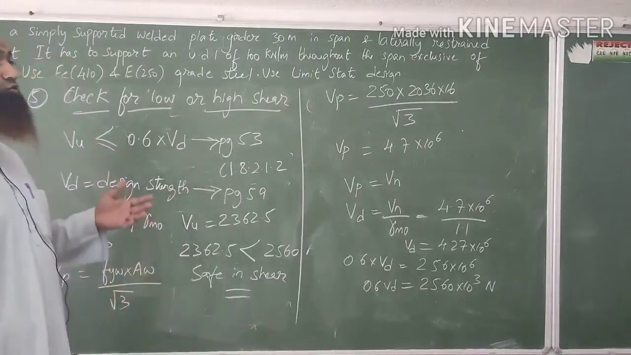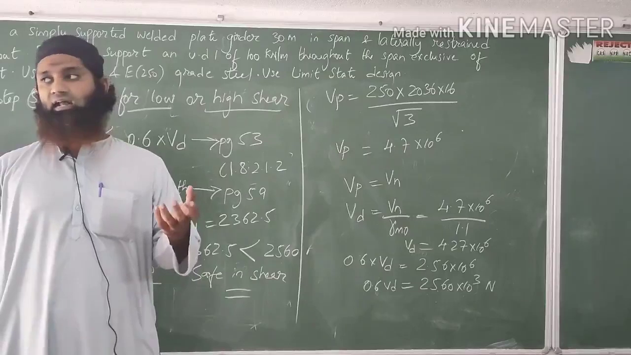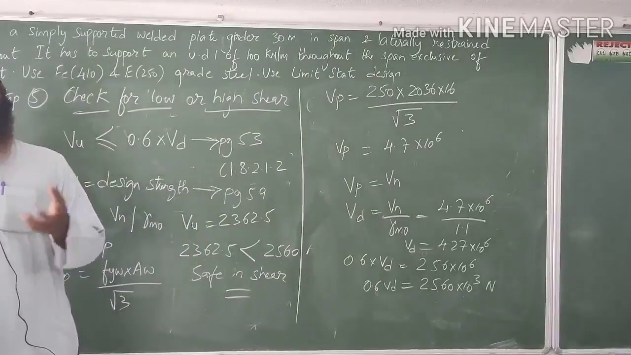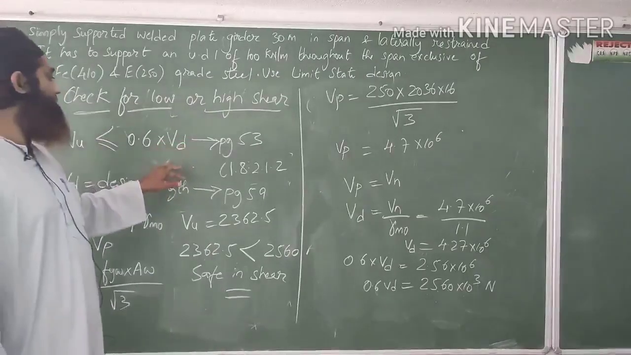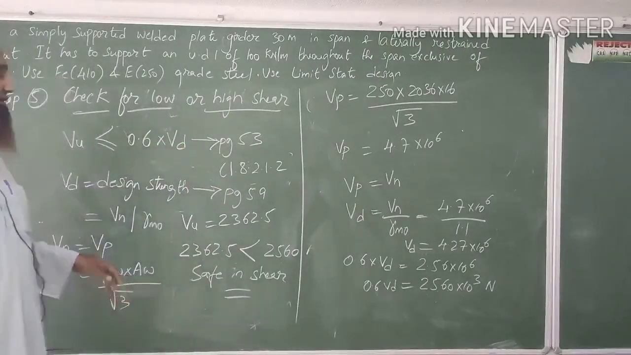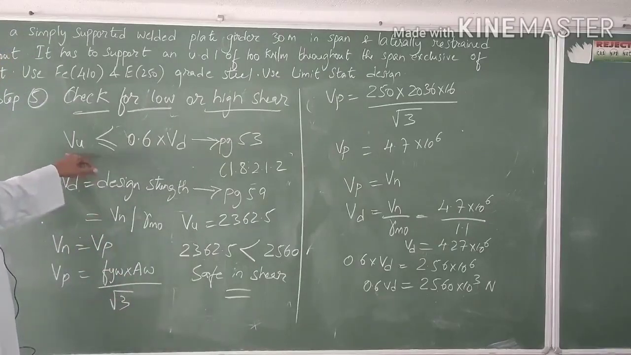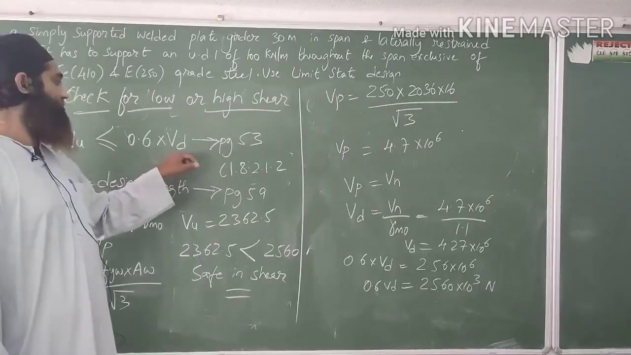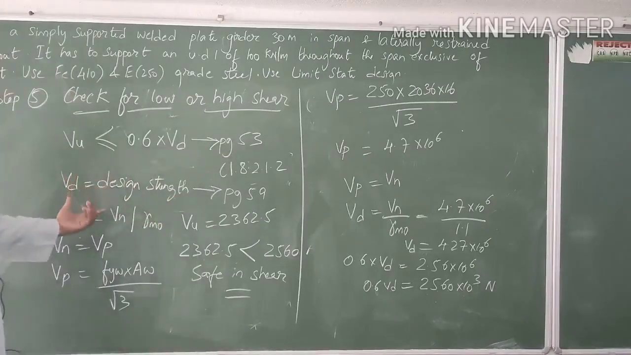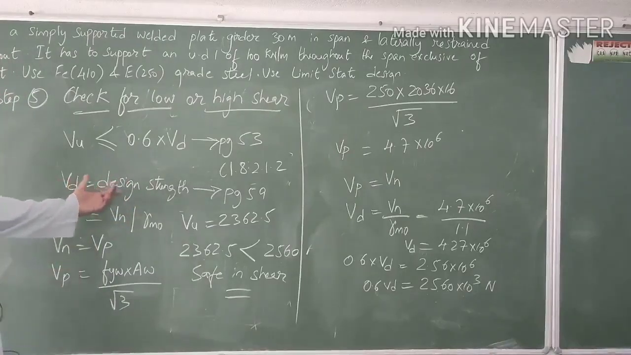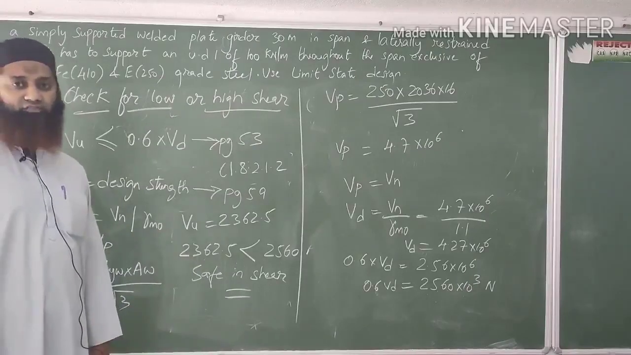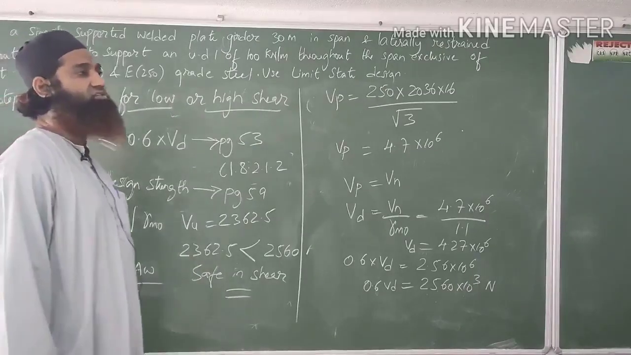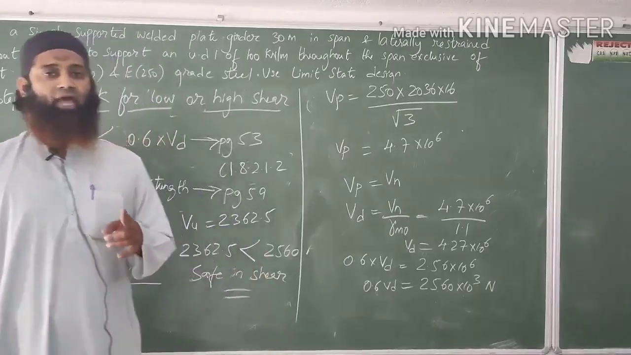After that step we had to see whether our web and our flange can resist shear and flexure. For that we did the first check, that is the check for low or high shear. In page 53 a clause has been given where Vu, the maximum shear force, should be less than or equal to 0.6 times Vd. In page 53 and further in page 59, Vd has been given as the design strength, and that is given by Vd equal to Vn by gamma m0. Gamma m0 is the partial safety factor against yielding. In page 30 it has been given as 1.5.